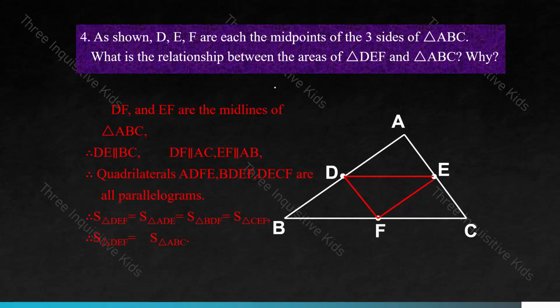DE, DF, and EF are the midlines of triangle ABC. So DE is parallel to BC, and DF is parallel to AC, and EF is parallel to AB. Quadrilaterals ADFE, BDEF, and DECF are all parallelograms. So the areas of all four of these triangles are the same. Since all four of these triangles have the same area, we know that triangle DEF will be 1/4 of the area of ABC. Let me write that in, 1/4.